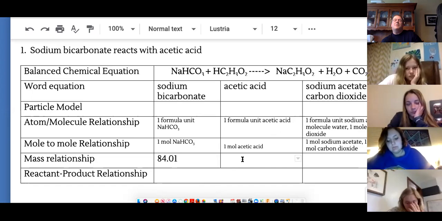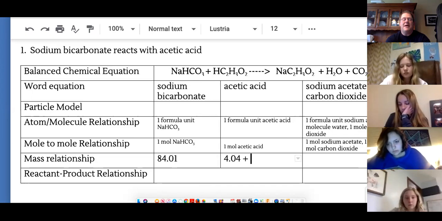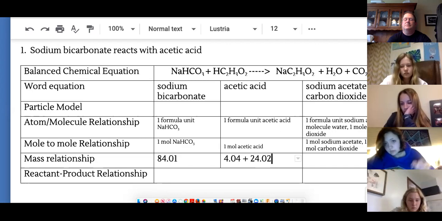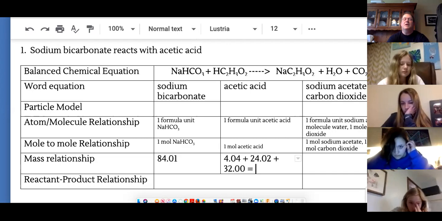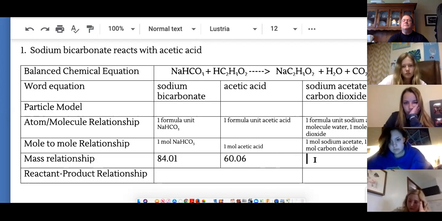Okay, now we're going to do the same with acetic acid. Look at the full molecule. We have four hydrogens. Each one is 1.01, so we have 4.04 right away. Atomic mass of carbon again is 12.01. We have two of them, so 24.02. And then we have two oxygens, each is 16, so 32. Okay, grand total. 60.06.